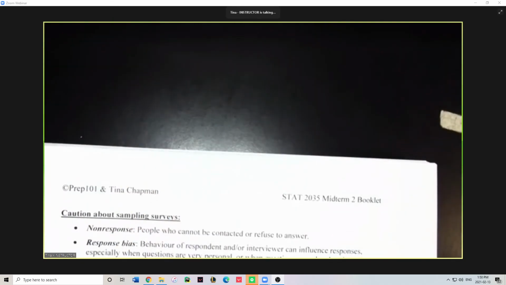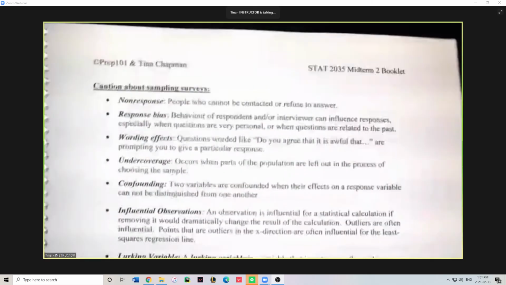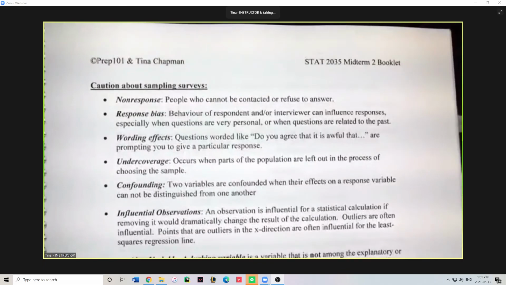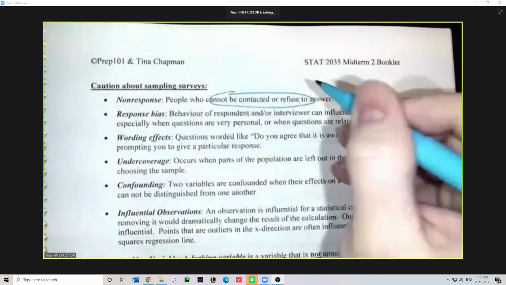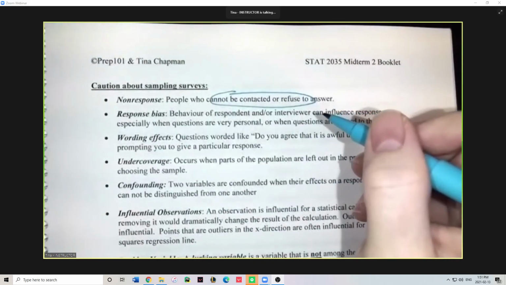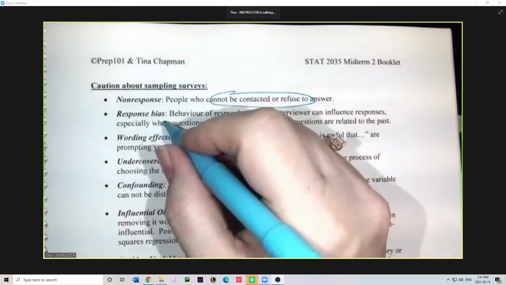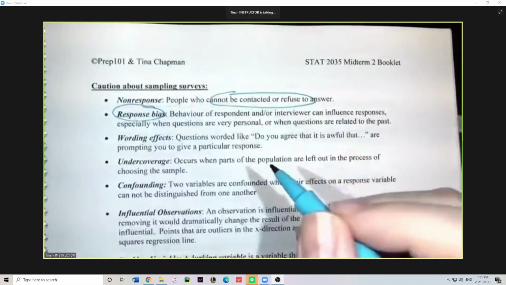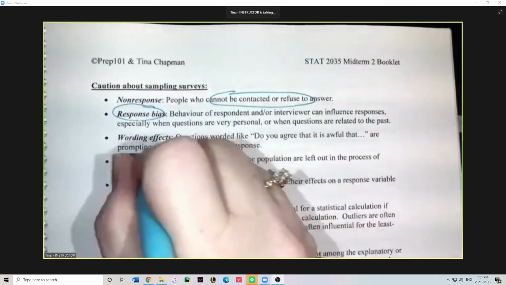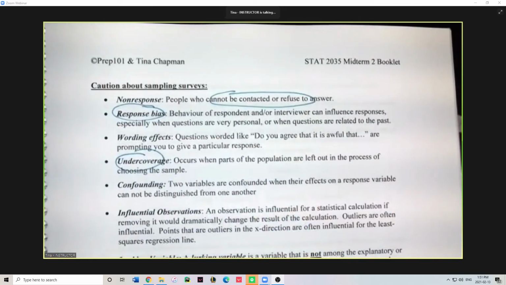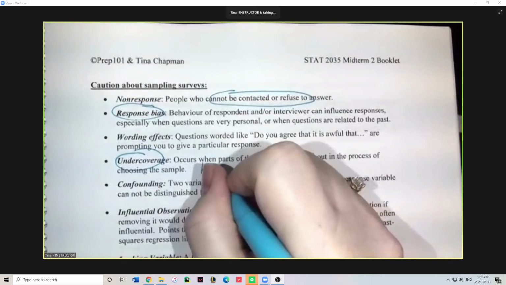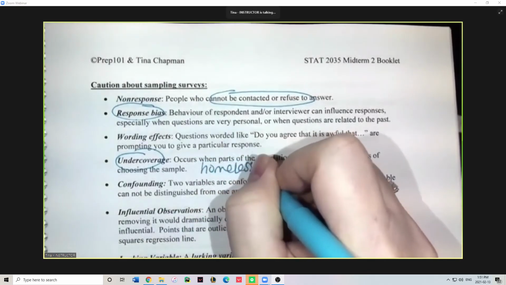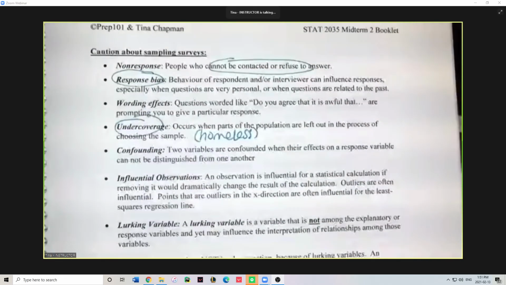Okay, so non-response is people who cannot be contacted or refused to answer. Response is people are biased, people can lie in their responses. Undercoverage occurs when part of the population are left out. So for example, the homeless might be left out in terms of your survey.